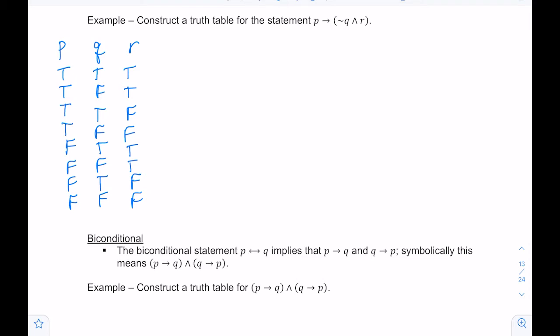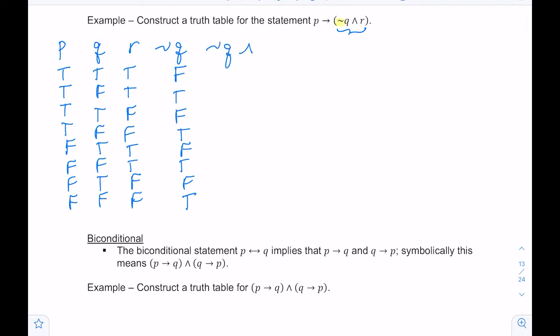If you look at the problem, we have a not Q. So I need a not Q column. You're going to take the Q column and negate it. Now I'm going to work with what's in the parentheses. So I have everything I need to do that.